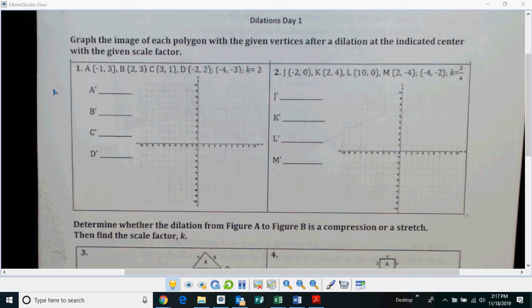Number 1 on homework. All right. So what this one is asking us to do, hey, pay attention, is to draw a shape and create a dilated version of that shape relative to a center of dilation that's not at the origin. All right? So I'm going to walk you through it. That's why we're doing this one.